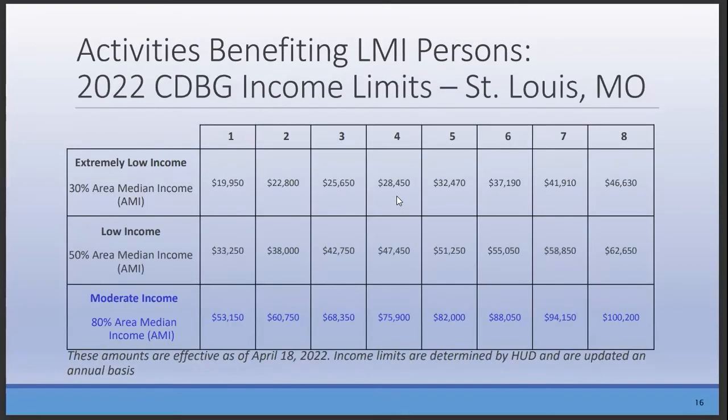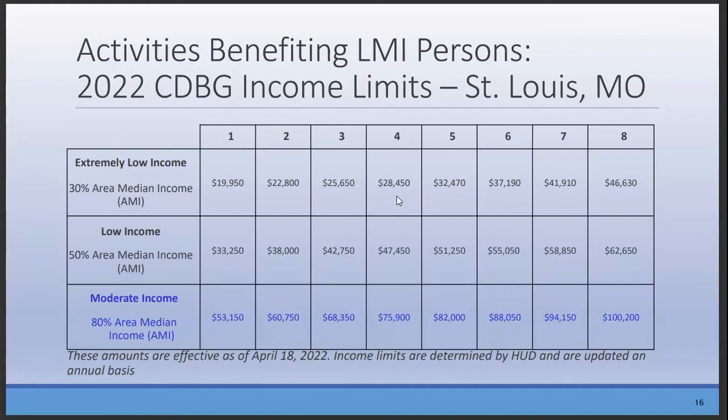This table represents the 2022 income limits for City of St. Louis residents participating in a CDBG program. As indicated on the left-hand column, HUD requires us to track income that is considered extremely low or under 30% AMI, income that is considered low income or between 30 and 50% AMI, and income that is considered moderate or between 50 and 80% AMI.